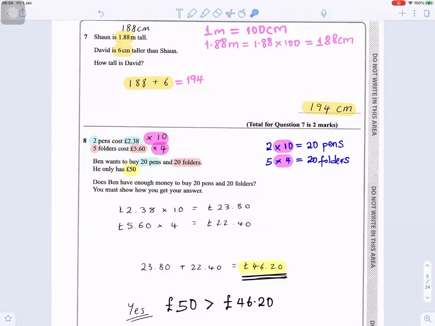So you add the totals, it gives you £46.20. And if Ben has £50, the answer is yes, because £50 is bigger than £46.20. So Ben has enough money to buy those 20 pens and 20 folders.